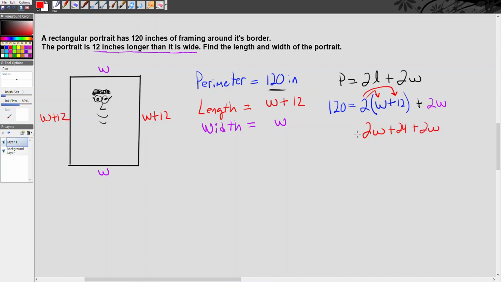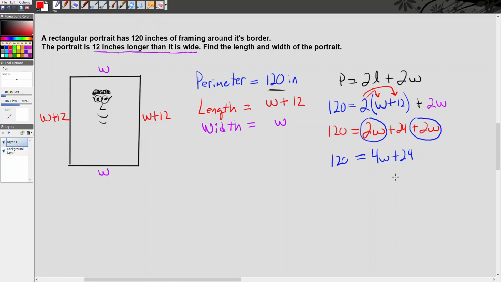Copy down the rest of the equation. We got 2W over here. And we have now 120 equals 2W plus 24 plus 2W. Okay. What's my next step? Well, again, I can combine like terms. I have 2W and 2W. So 2W plus 2W, that's 4W. So now on the right-hand side, I have 4W plus 24. And on the left, I have 120.